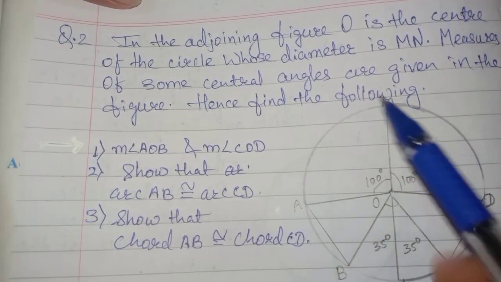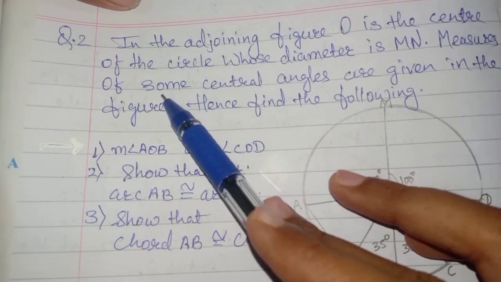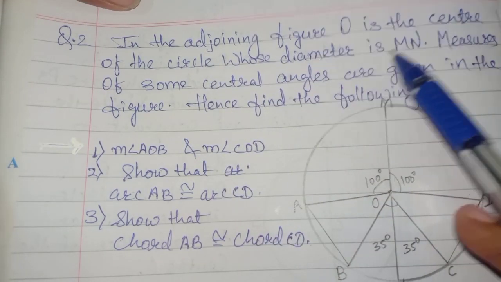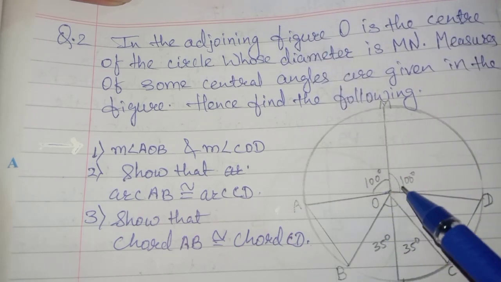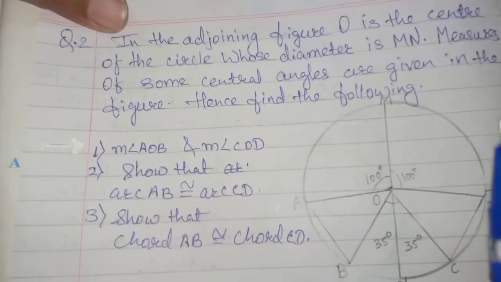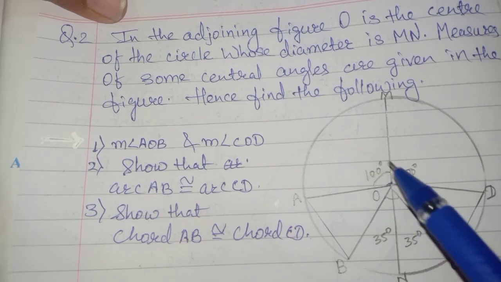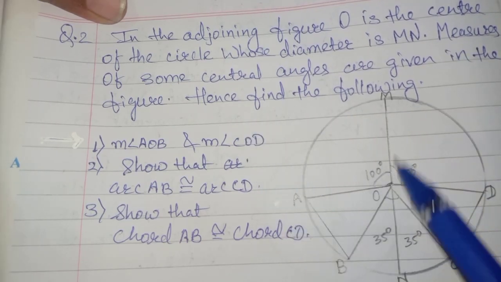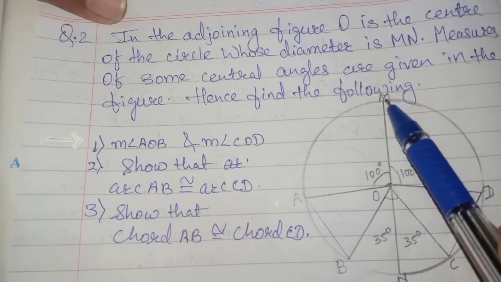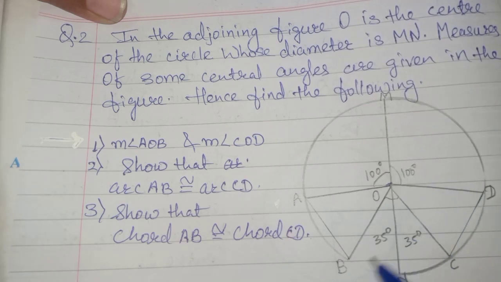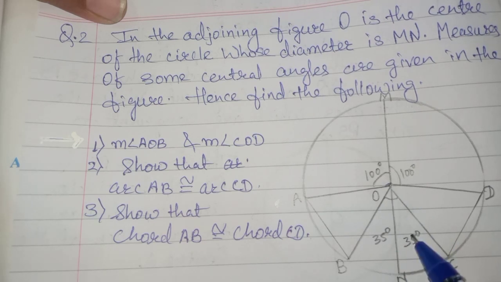Now, in the adjoining figure O is the center of the circle whose diameter is MN. O is the center of the circle and MN is the diameter. Measures of some central angles are given in the figure. Angle MOA is 100 degrees. Angle MOD is also 100 degrees. Angle BON is 35 degrees. Angle CON is also 35 degrees. These measures of central angles are given.